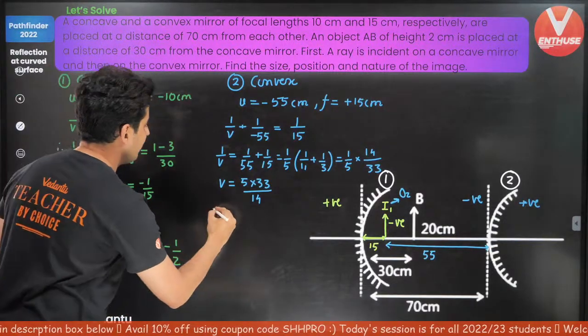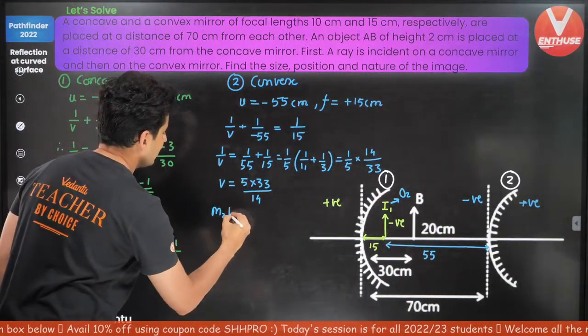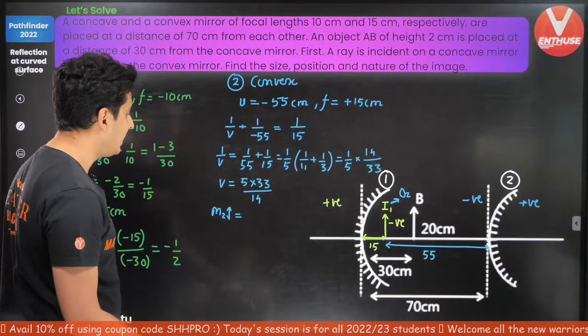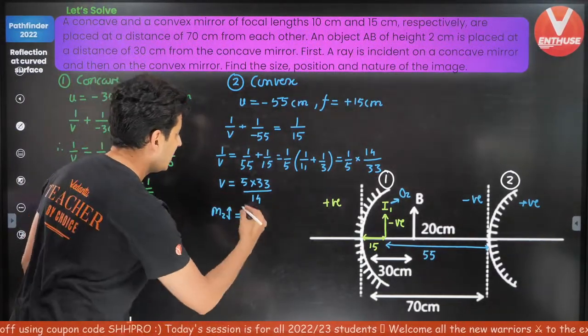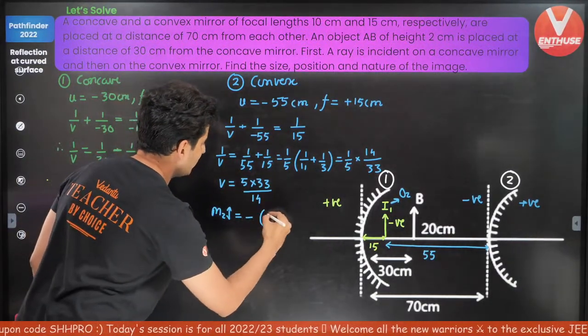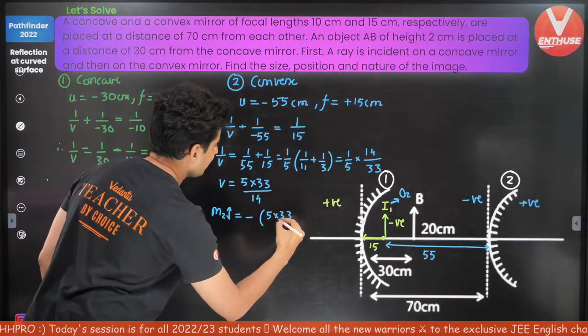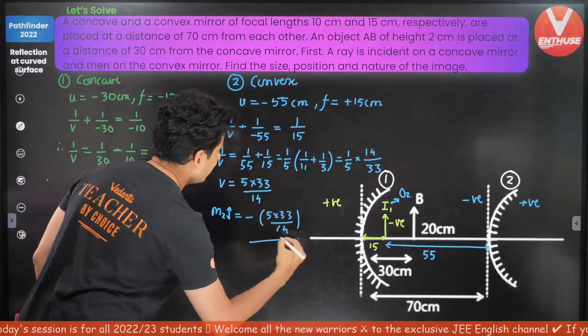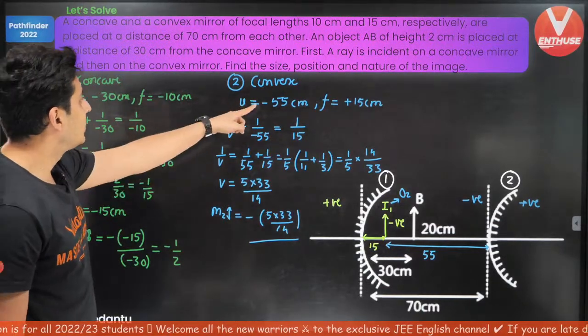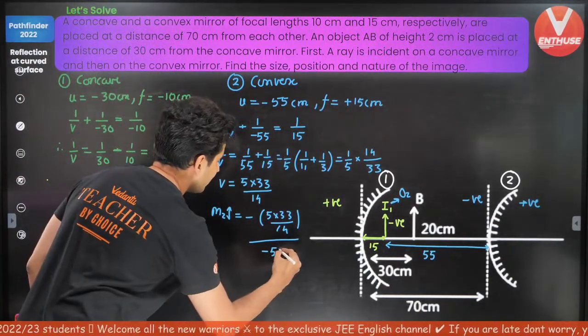Okay. The magnification in the second case will be nothing but, check this out, minus of V by U. So 5 into 33 divided by 14, the whole thing divided by U. U is minus 55. So minus 55.